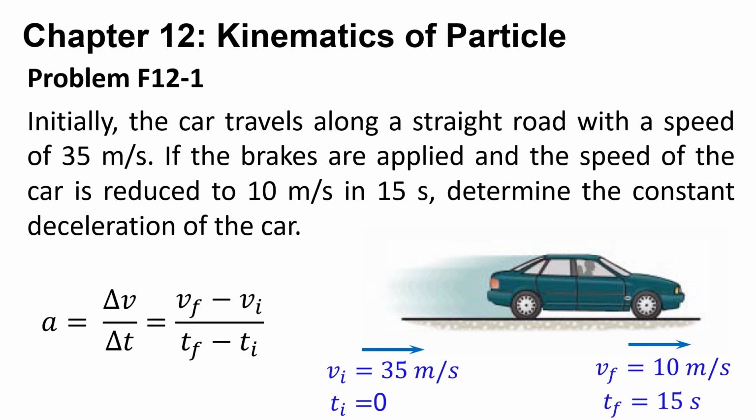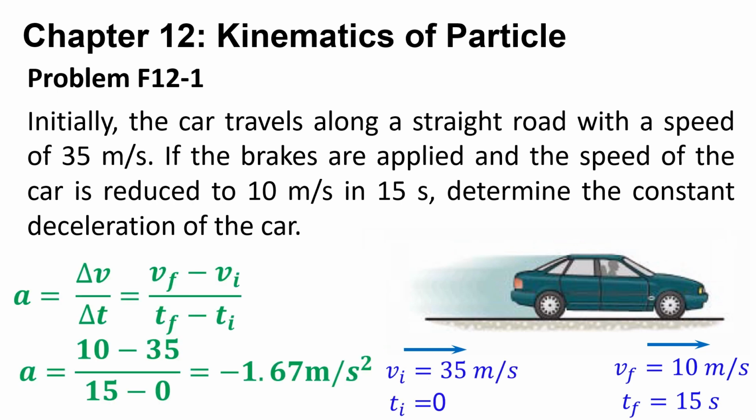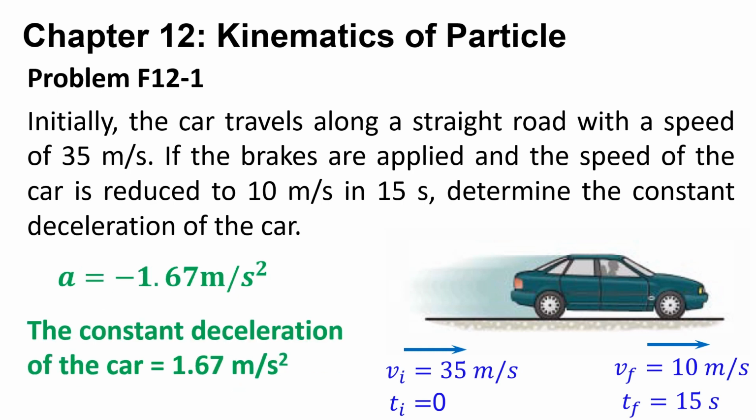This equals vf minus vi divided by tf minus ti, equal to 10 minus 35 divided by 15 minus 0, equals negative 1.67 meters per second squared. The negative sign means deceleration. So, the constant deceleration of the car is 1.67 meters per second squared.